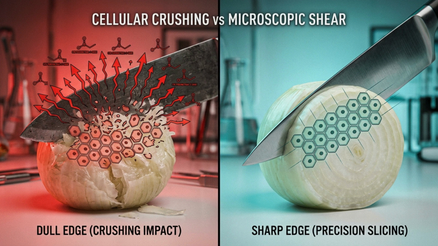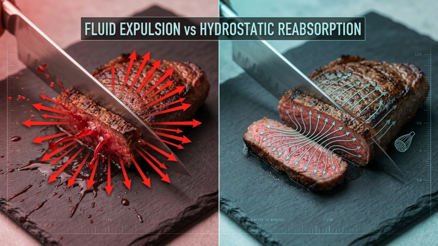Cellular crushing, enzymatic aerosolization. Chopping an onion with a dull knife requires massive downward kinetic force. Instead of slicing, you violently crush the cellular walls, spraying volatile sulfoxide enzymes into the air. A microscopic razor edge physically, cleanly severs the cells, mathematically trapping the chemical irritant inside.